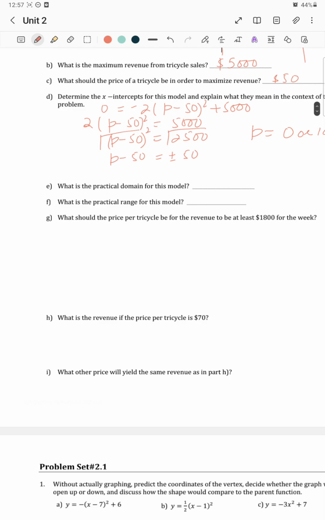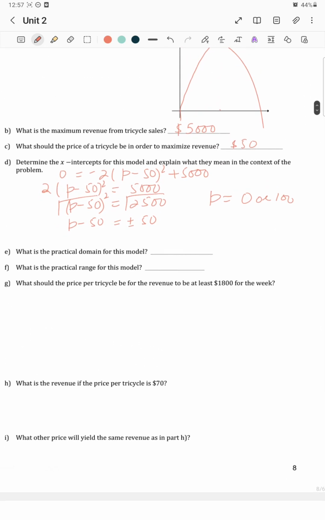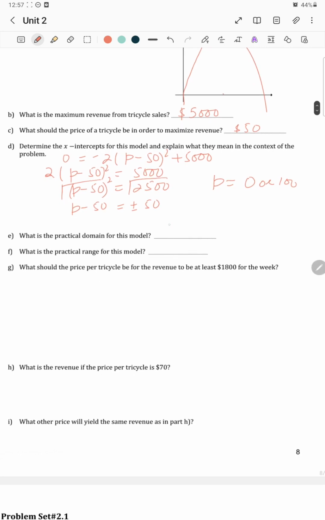What is the practical domain for this model? So the domain is from 0 to 100, and the range for the model would be 0 to 5000.